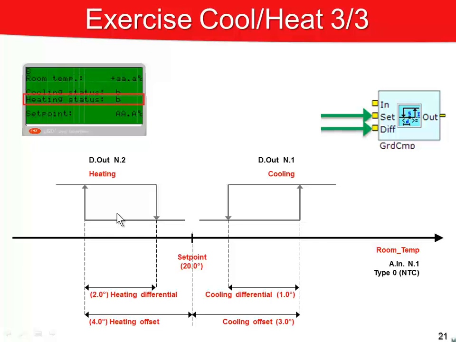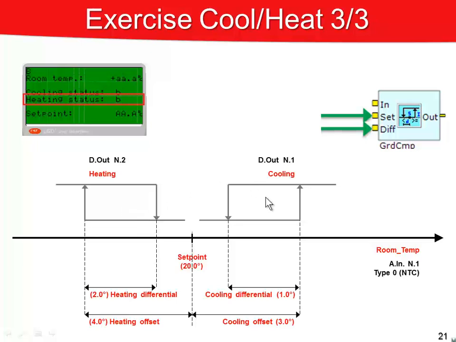You can see that they are very similar. The main differences regard the number of the relay we want to drive, 2 instead of 1, the name of the variable, of course, heating instead of cooling, the offset and differential 4 and 2 instead of 3 and 1. But the most important is that the cooling stage is on the right of the set point, while the heating is on the left.